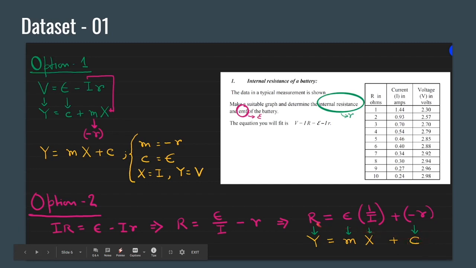So if you plot R versus 1 over I and fit a straight line, then the intercept of the straight line would be negative r, and the slope of the straight line would be this script E. So the slope will give you the EMF, and the negative intercept will give you the internal resistance. Okay, great.